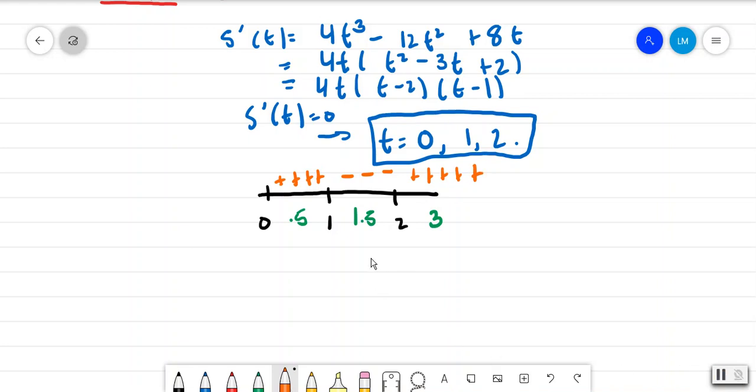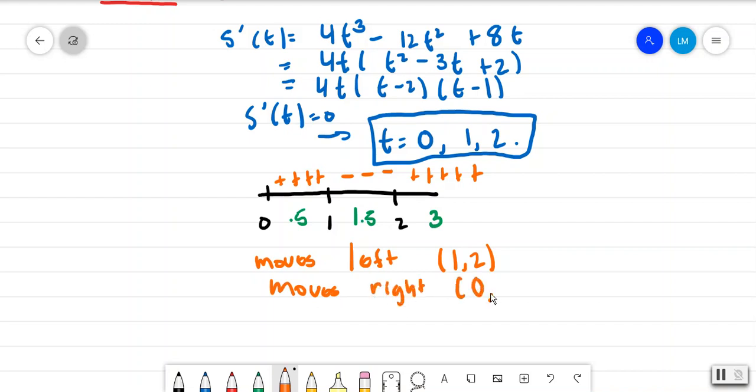Now, of course, if I wanted to, I could also figure out when this function is slowing down. But we'll go ahead and say that it moves left from 1 to 2, and then it moves right from 0 to 1, and then from 2 to infinity.